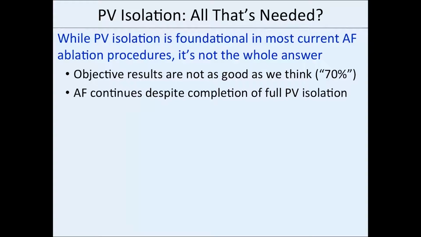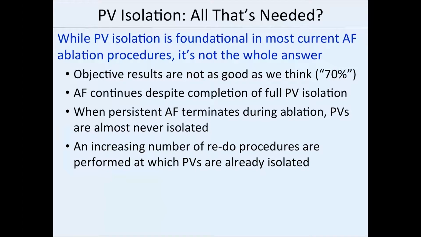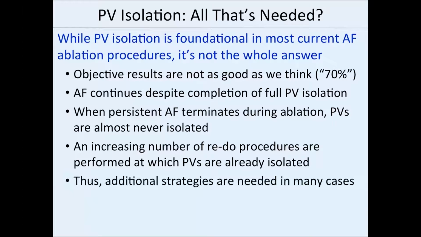How are the veins causing atrial fibrillation then? Sometimes when we have atrial fibrillation terminating during ablation, we almost never see that the pulmonary veins are isolated under those circumstances. So again, how can they be causing atrial fibrillation to persist under those circumstances? When we do repeat procedures on people who have had a prior pulmonary vein isolation procedure, we quite often will see that the veins are already isolated. How are the veins causing atrial fibrillation under those circumstances? So additional strategies besides just pulmonary vein isolation are necessary in many cases.